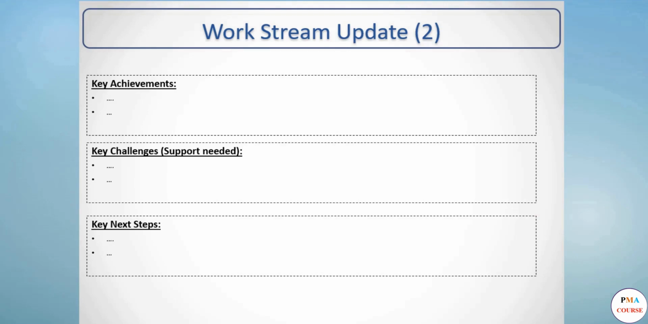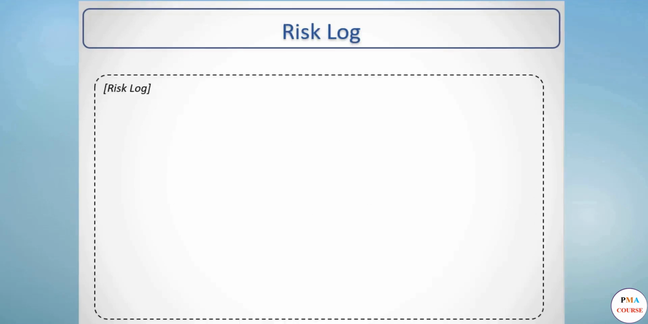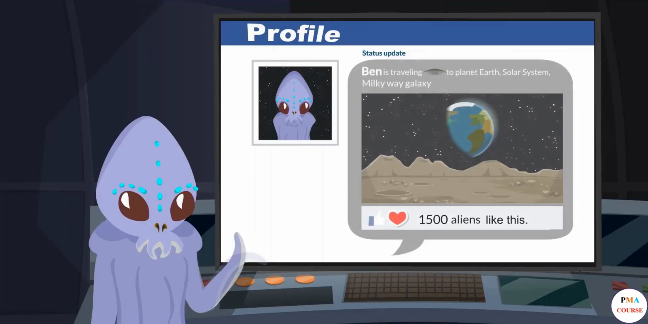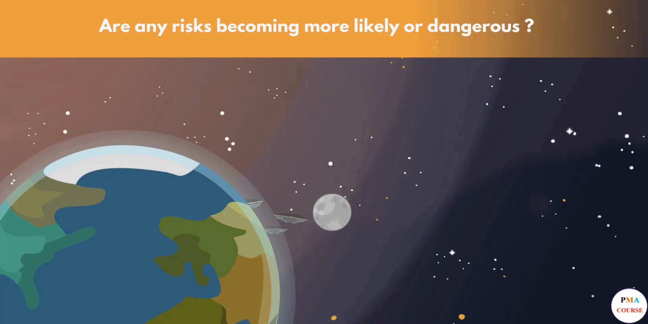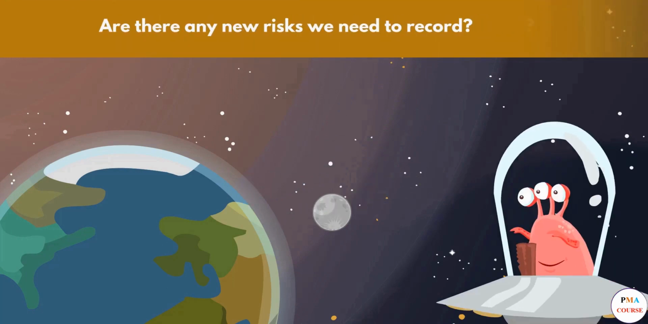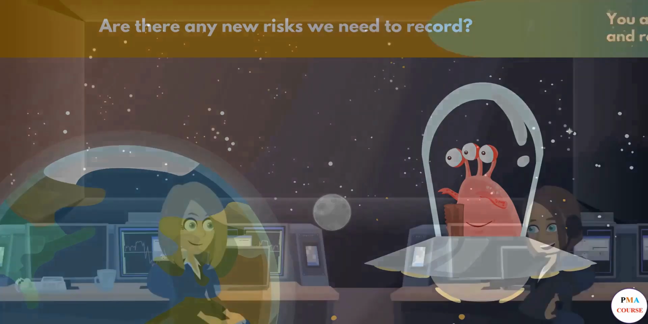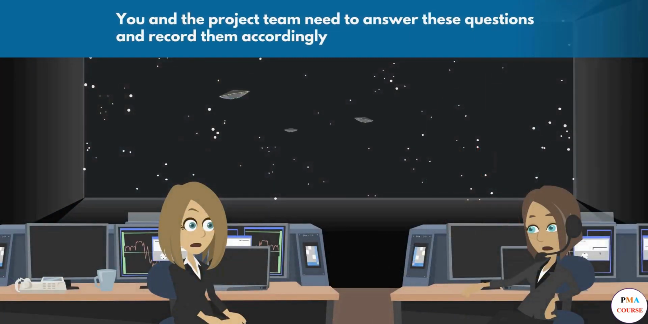After that, it's time to review the risks. Have any open risks changed their status? Are any risks becoming more likely or dangerous? Do we need to trigger a contingency plan? Are there any new risks we need to record? You and the project team need to answer these questions and record them accordingly.